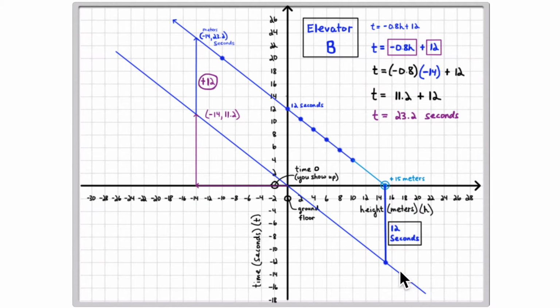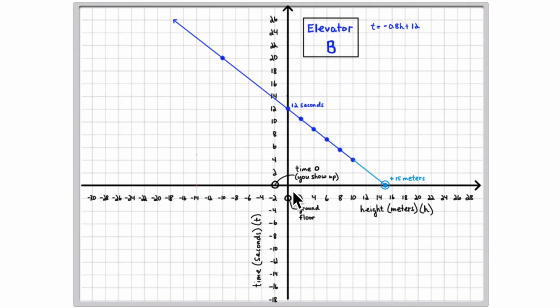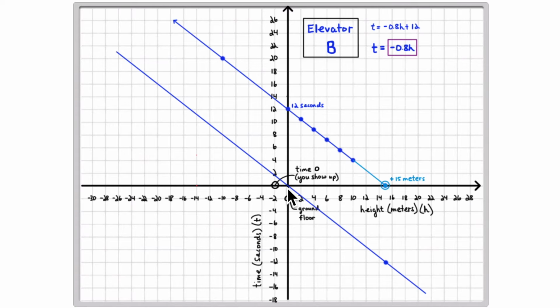So 12 seconds before you show up for the proportional part of this relationship, just negative 0.8 seconds per meter, it's going to be 15 meters above ground because it's going down, and right as you show up for the proportional part, it's 15 meters above ground, and it's going to take another 12 seconds to get to you as you walk up to the elevator.